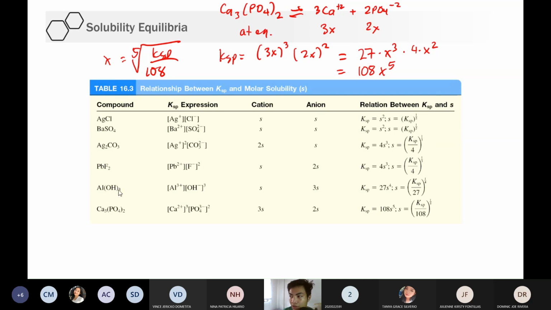Kapag 3 to 1 yung ratio, KSP is 27S raised to 4. And to solve for the molar solubility, S, that will be the fourth root of KSP over 27. Kapag 3 to 2 yung ratio nila, that's 108 S raised to 5, or S can be computed as the fifth root of KSP divided by 108. So yun, just look at the formula lang, identify their corresponding ratio, then ito na yung ating format for the KSP. Wala na tayong masyadong iisipin.